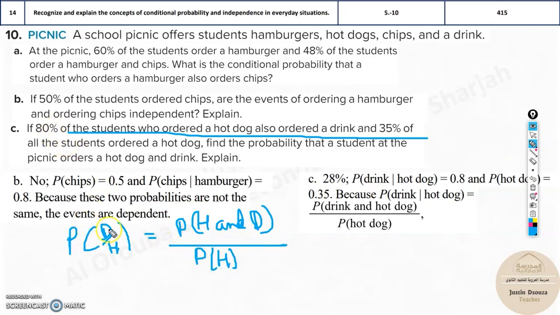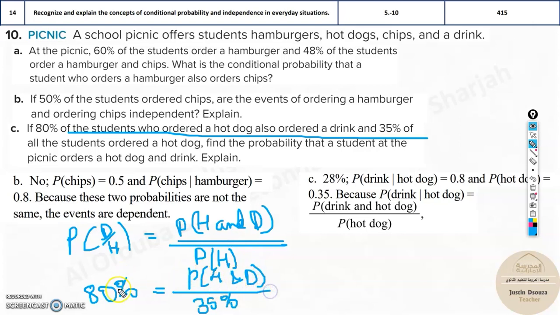They have told us 80%. So the answer is 80% of the students who ordered a hot dog also ordered a drink. And 35% of all the students ordered only hot dogs. So P of H is given, that is 35%. What else? We need to find the probability that at the picnic a student orders a hot dog and drink. P of H and D is unknown.